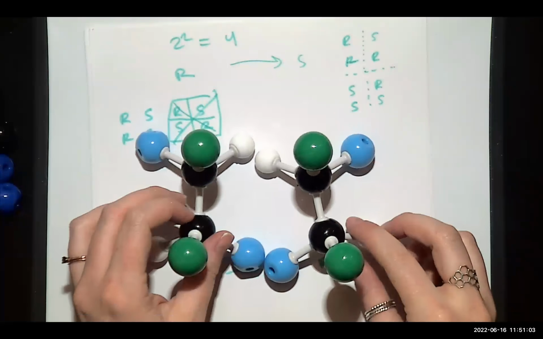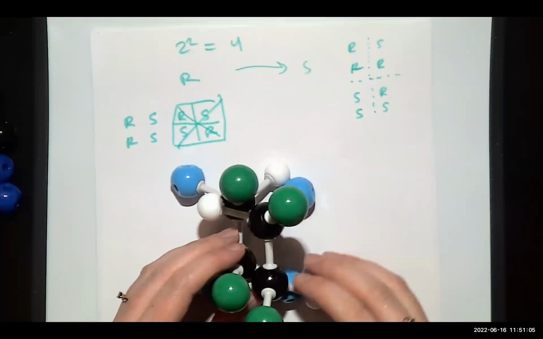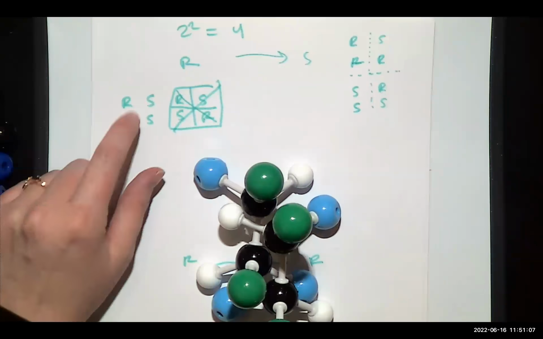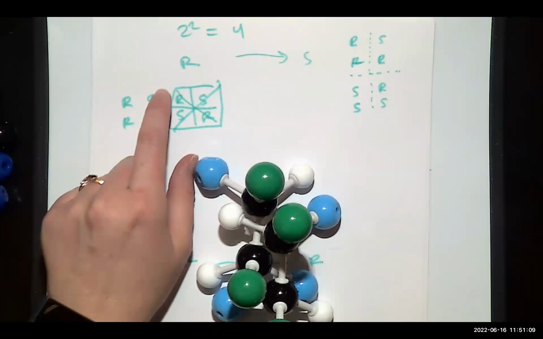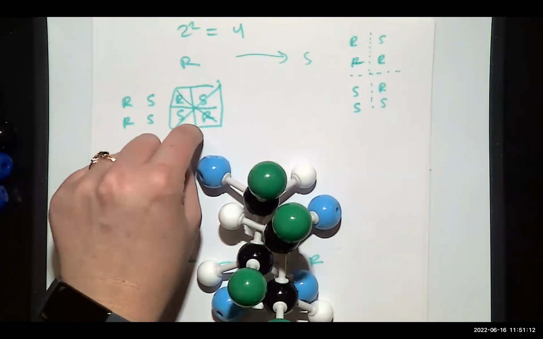So this would be representative of like RRSS. The plane of symmetry would be the one that's RS or SR. Yes.